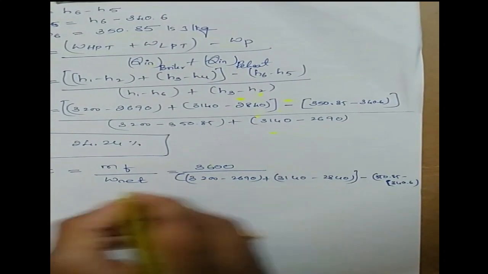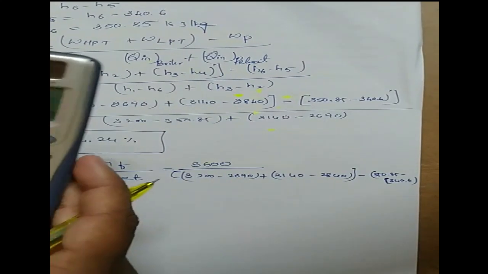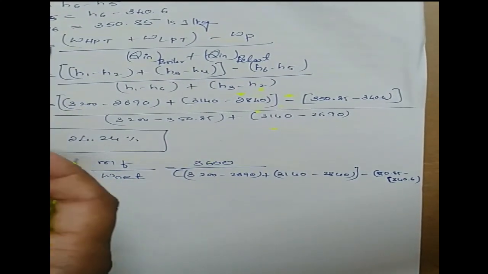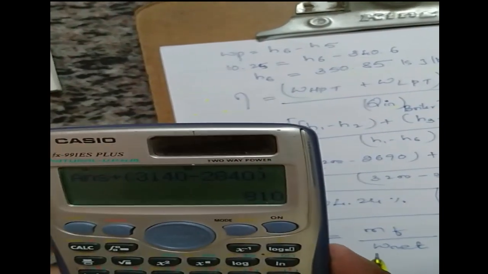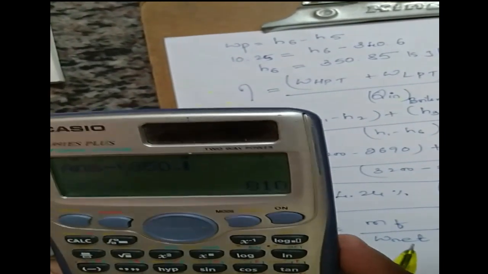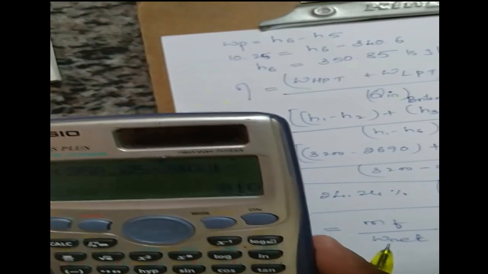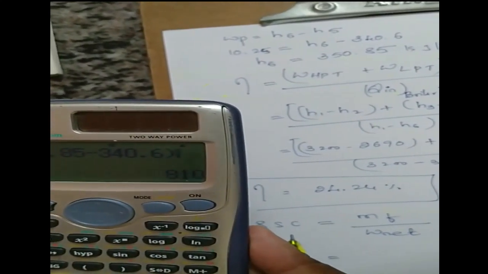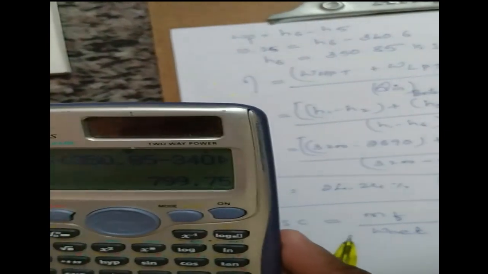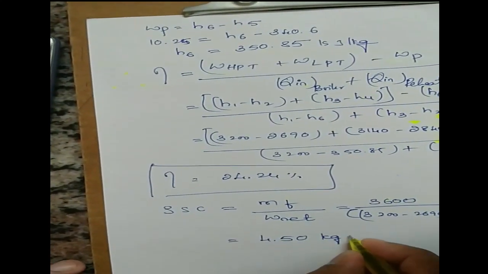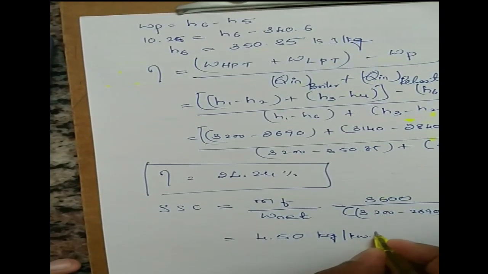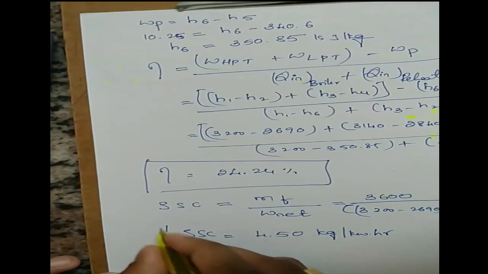So this we have to solve. If you solve 3200 minus 2690 plus 3140 minus 2480, minus 350.85 minus 340.6, you get 799. Then 3600 divided by the answer, and you'll get around 4.5. 4.5 is kg per kilowatt hour. So this is SSC.